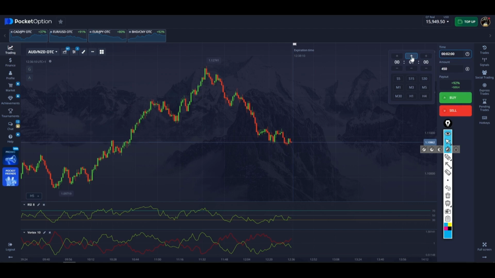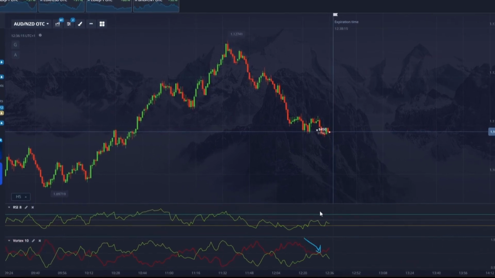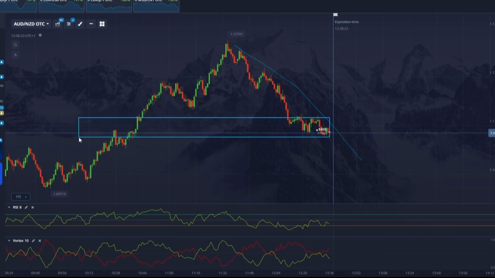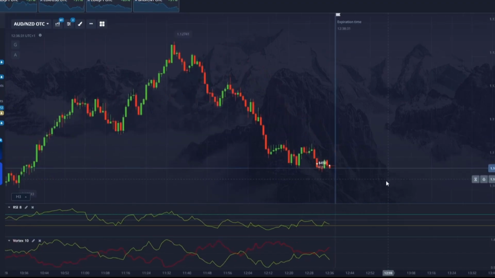Let's take a look at the currency pair Australian dollar to New Zealand dollar. The situation looks interesting. The Vortex indicator shows a sell signal and the RSI is also below its mid-level, which suggests potential downward movement. I believe the price may go on to update its recent lows. Let's see how this setup plays out.